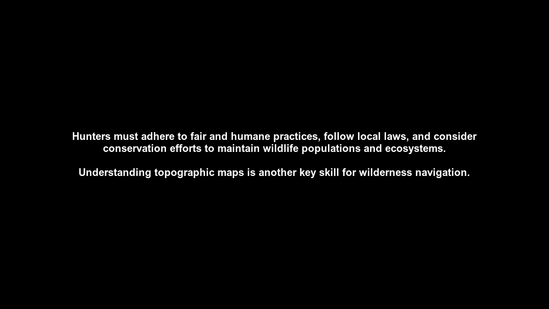Respecting wildlife and following local regulations are crucial aspects of tracking animals ethically. Minimizing noise and movement while tracking helps avoid startling animals and ensures successful observation. Ethical hunting practices are also essential for sustainability, conservation, and responsible wildlife management. Hunters must adhere to fair and humane practices, follow local laws, and consider conservation efforts to maintain wildlife populations and ecosystems. Understanding topographic maps is another key skill for wilderness navigation.